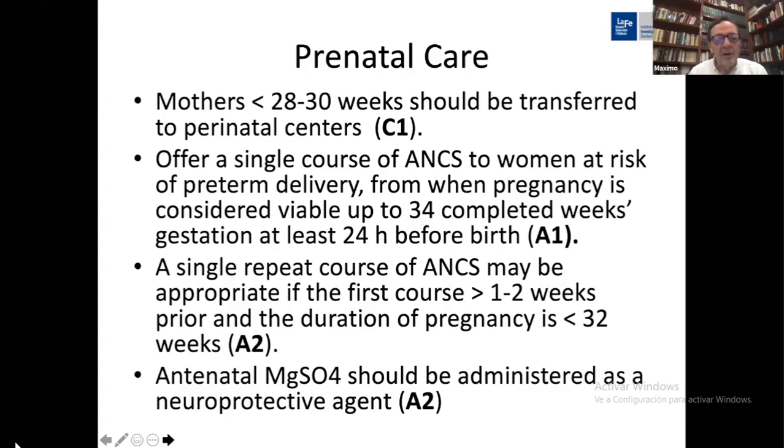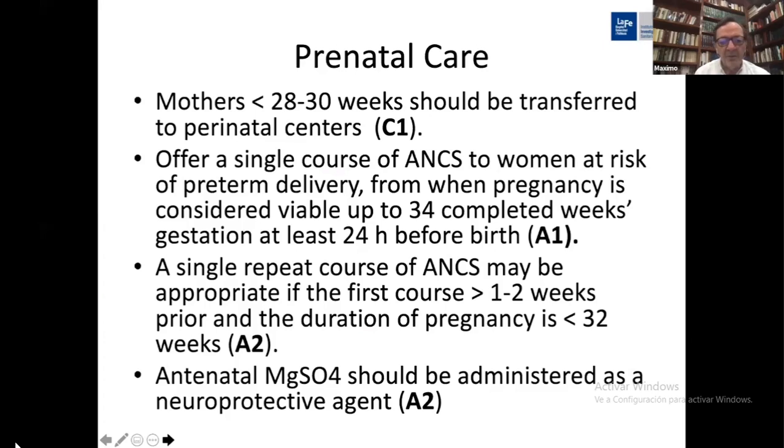We should offer a single course of antenatal steroids to women at risk of preterm delivery from when pregnancy is considered viable up to 34 completed weeks of gestation, at least 24 hours before birth. A1 recommendation, highly strong recommendation.